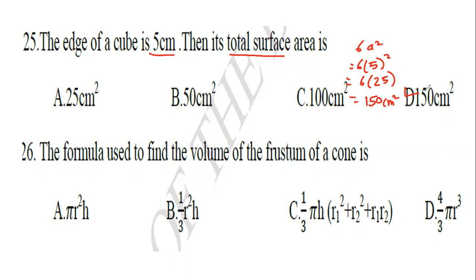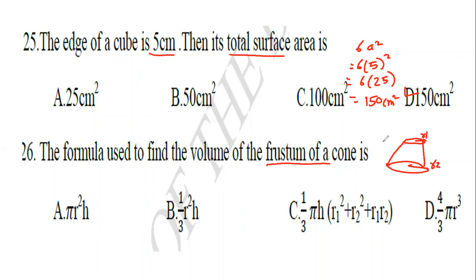Next, 26th question. The formula used to find the volume of the frustum of the cone. So the frustum of the cone is here. Frustum of the cone means two radii are present here. This is the frustum of the cone. So this one is R1, this one is R2. If you don't know the formula, use this strip.